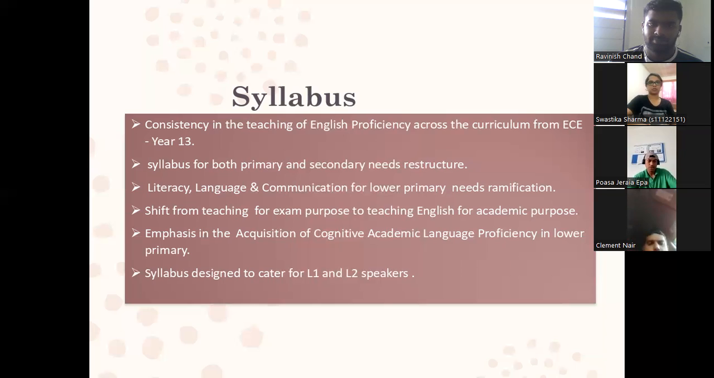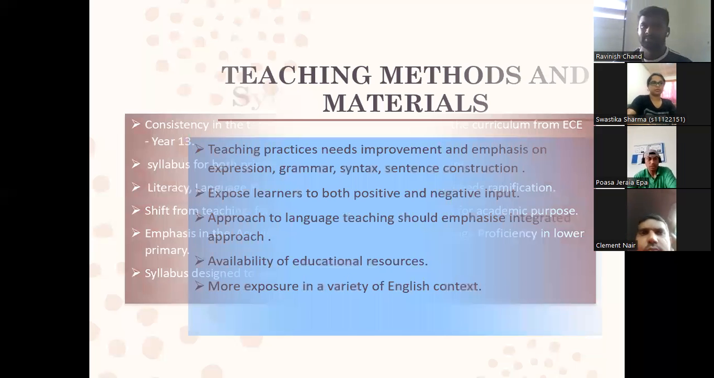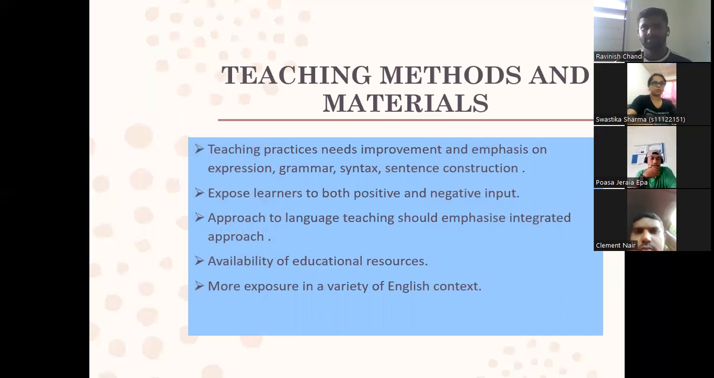Emphasis on the acquisition of cognitive academic language proficiency in lower primary. This is the part that emphasizes assessing individuals who speak English as a second language in order to improve their English language skills. Syllabus is designed to cater for L1 and L2 speakers. Our teaching methods and materials, teaching practices need improvement, and emphasis on expression, grammar, syntax, and sentence construction.